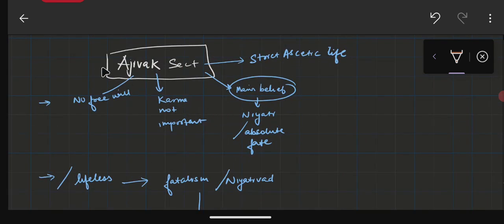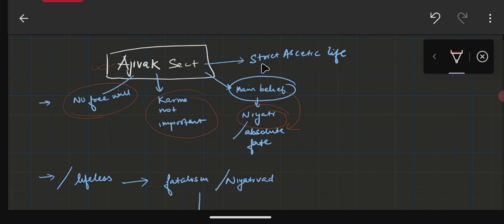Now let's talk about Ajivika sect. See, in Ajivika sect, there is no free will. What do you mean by no free will? Like, they believe that everything is absolute fate, niyati. They believe in niyati, and they believe that karma is not important.